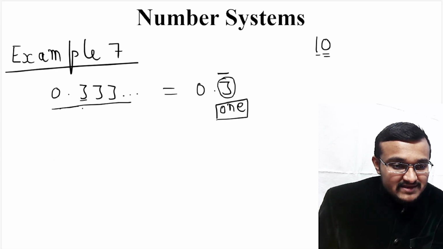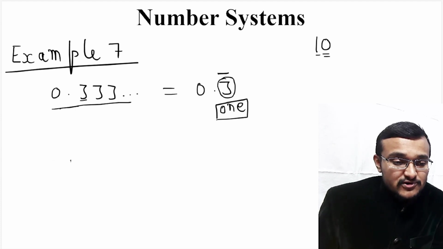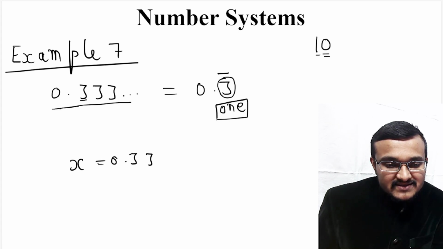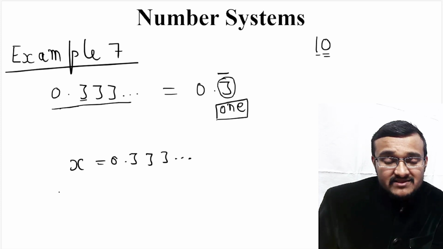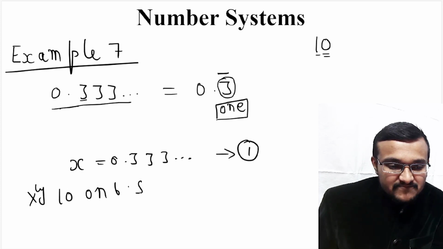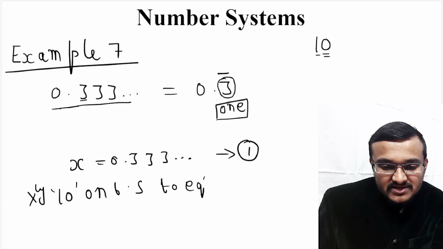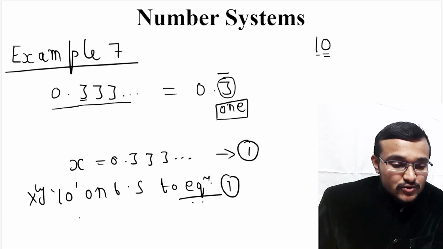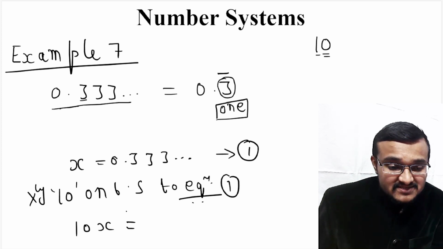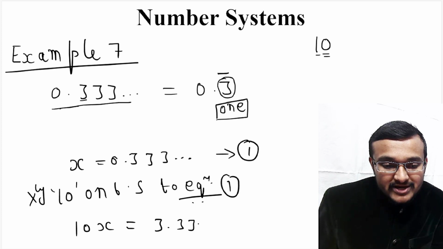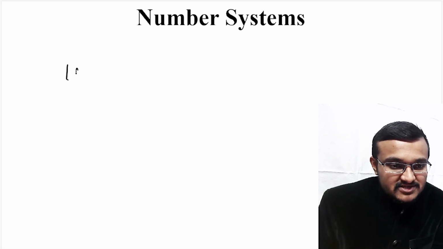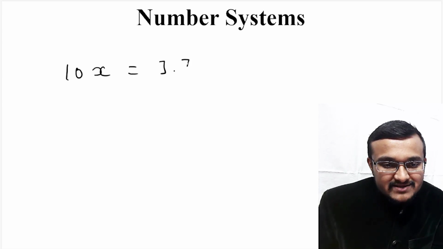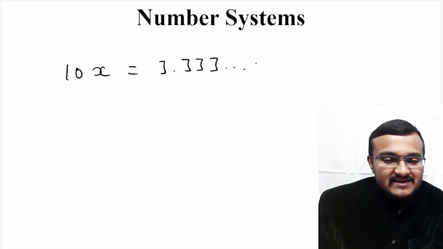Now I will multiply 0.33333 with 10. Before doing that, I'll consider this 0.33333 as x. If you call this equation 1, then multiply 10 on both sides of equation 1. When you do this, you will get 10x in LHS and 3.33333, going on like this, in RHS. So now you have the equation 10x is equal to 3.3333, and infinitely it goes on like this.